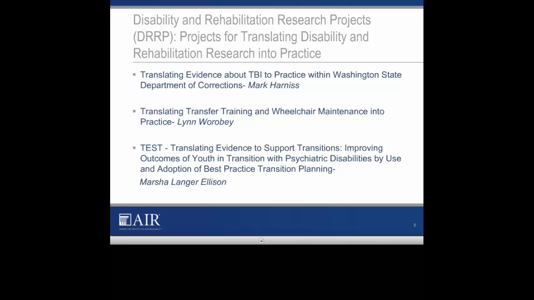Then finally, to wrap up, we'll hear from Marsha Langer Ellison, who will be talking about TEST, which stands for Translating Evidence to Support Transitions. And their title goes on to explain that they will be improving outcomes of youth in transition with psychiatric disabilities by use and adoption of best practice transition planning. So as I mentioned, first up is Mark Harness.